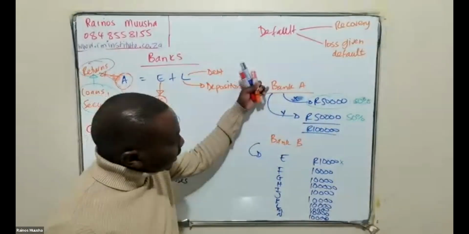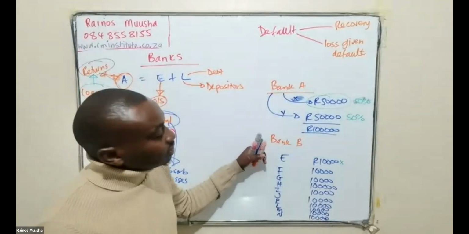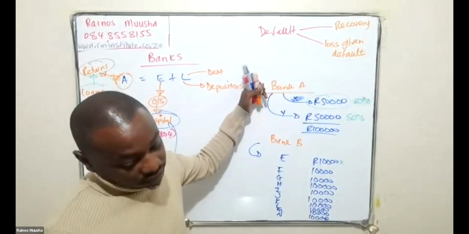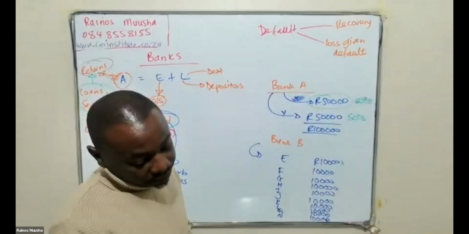So when you're comparing bank A and bank B, we would say bank A has a high concentration risk as well when you're comparing the two banks.